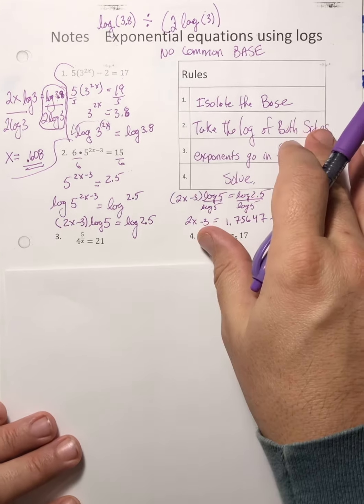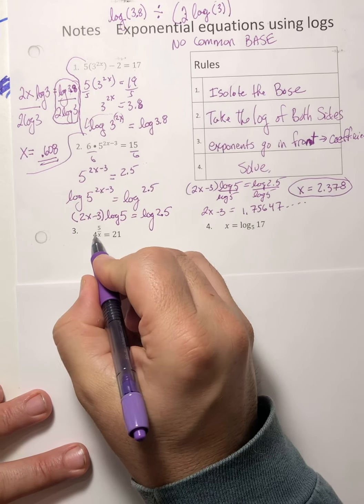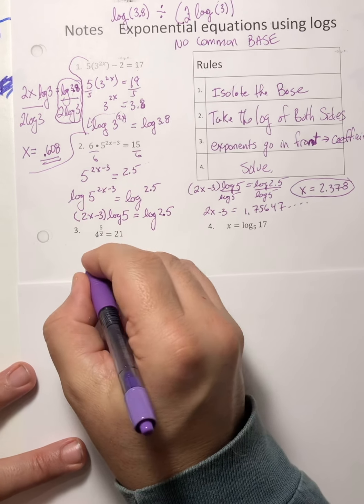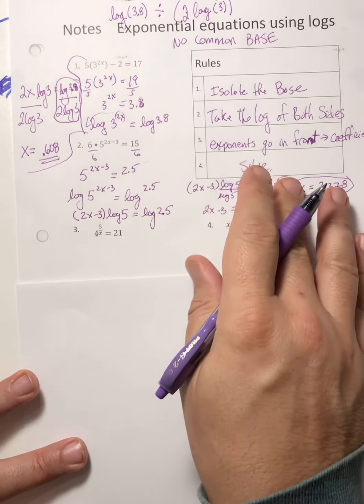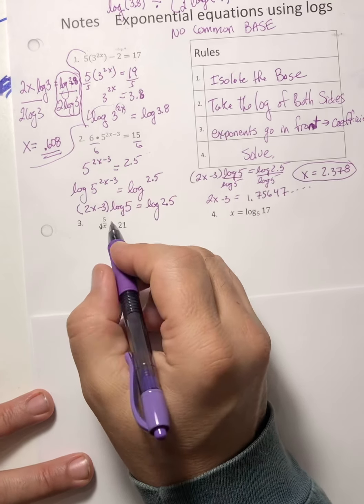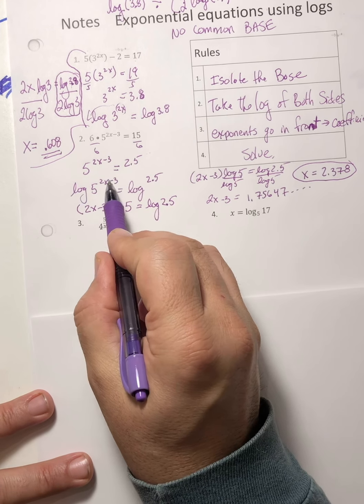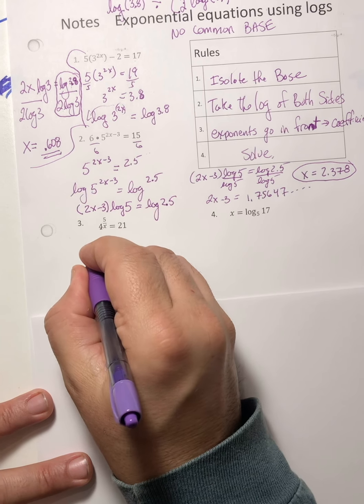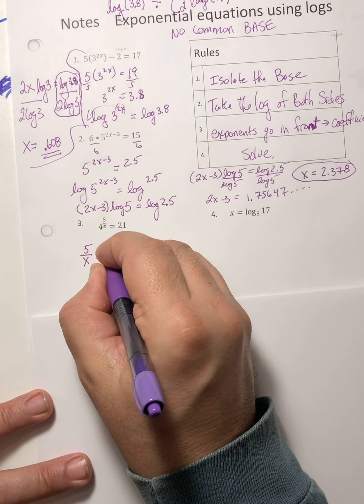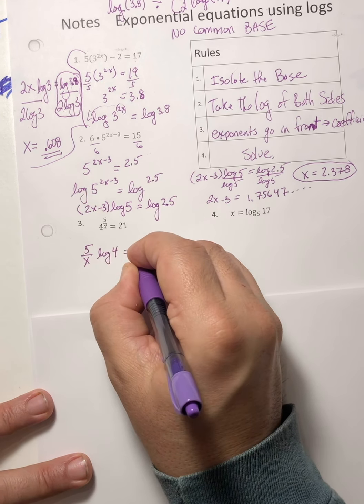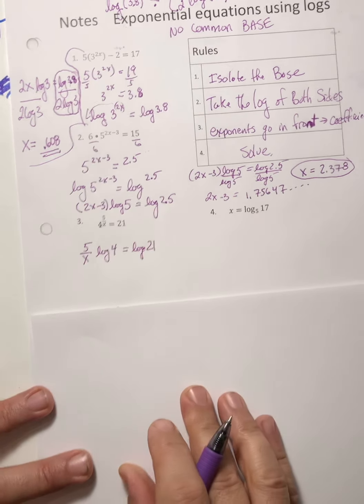All right, let's look at this one. 4 to the 5 over x power equals 21. So we're going to take the log of both sides. I'm going to take a shortcut here. Where does the exponent have to go? Right, it has to go in front. So I'm going to write 5 over x log of 4 equals log of 21. Okay?